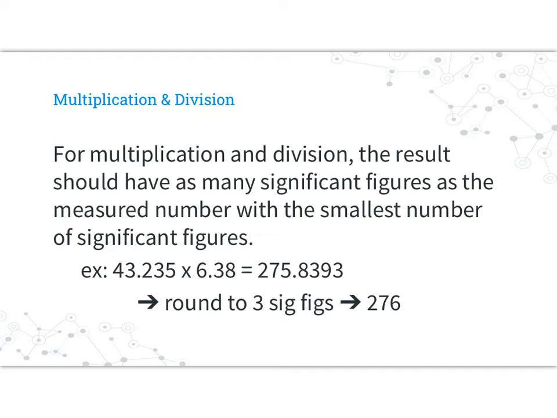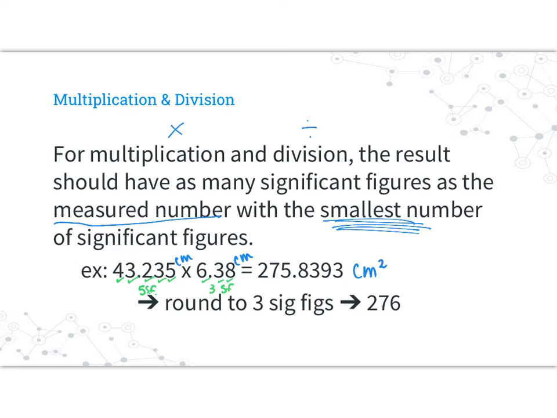Okay, here's where we start our rules for significant digits. For multiplication and division, the result should have as many significant figures as the measured number, so the one with a unit, with the smallest number of significant figures. So let's give these some units maybe. This was centimeters by centimeters. Our units should be centimeters squared in the end. Okay, so these are both measured numbers. Let's figure out how many significant digits each of them have. Starting here, 1, 2, 3, 4, 5 significant figures. And our second measured number has 1, 2, 3 significant figures.